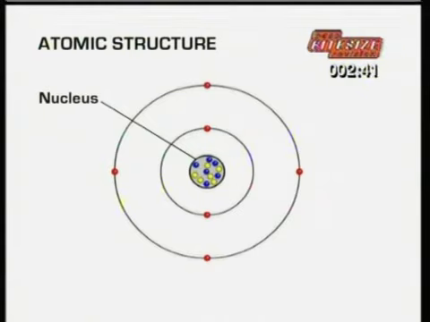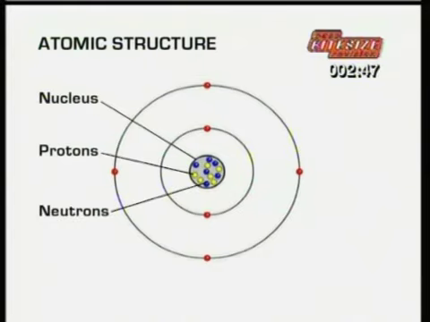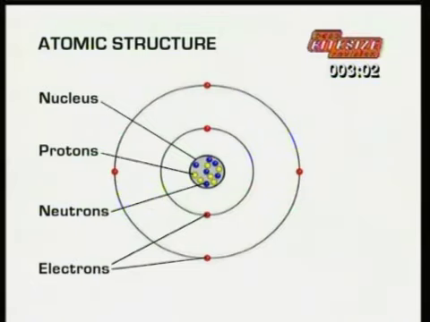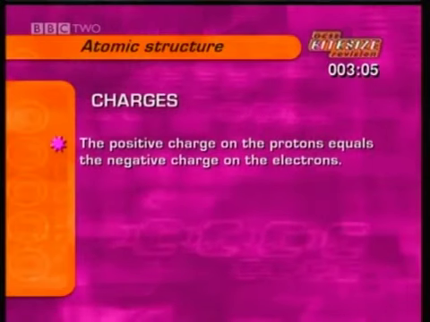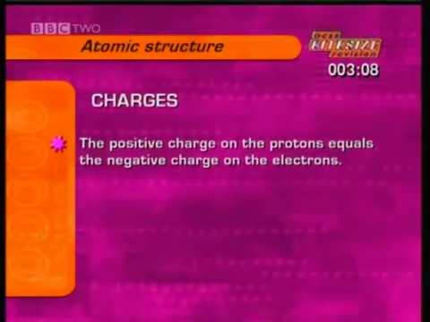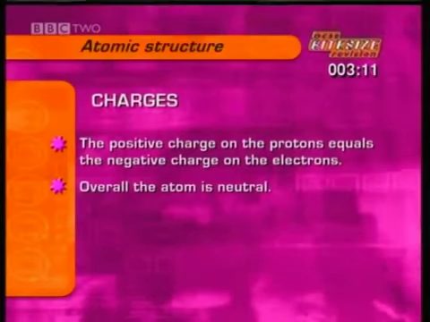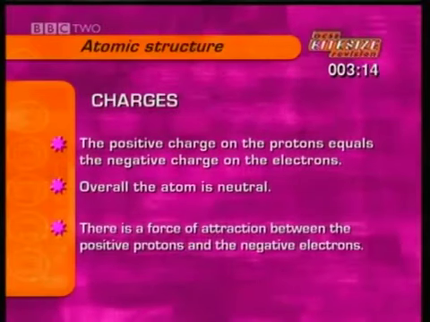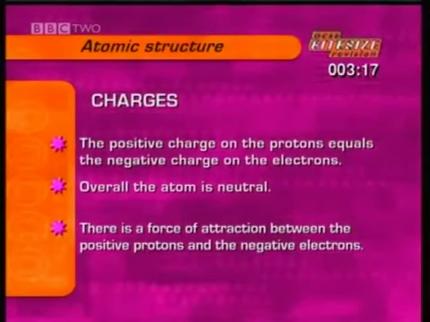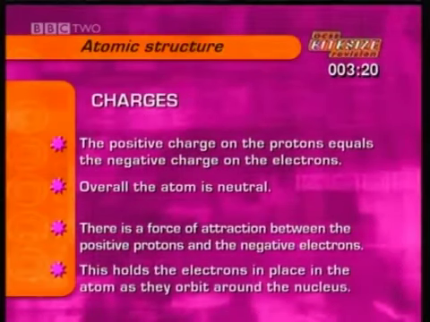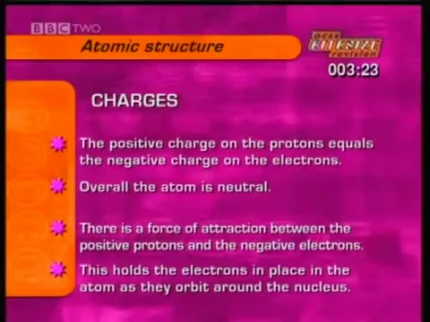So, every atom has a dense central nucleus containing positively charged protons and uncharged neutrons. The nucleus is surrounded by a cloud of much smaller, negatively charged electrons. The nucleus has nearly all the mass, but takes up less than 1% of the volume. 99% of the space inside the atom is empty. The positive charge on the protons equals the negative charge on the electrons, so overall the atom is neutral. There's a force of attraction between the positive protons and the negative electrons. This holds the electrons in place in the atom as they orbit around the nucleus.